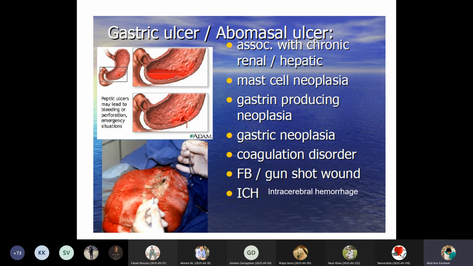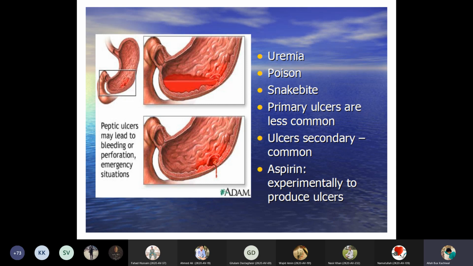Gastric neoplasia and coagulation disorders. So fibroma and gunshot wound, or intracerebral hemorrhage, may lead to an ulcerative wound in the stomach. Peptic ulcers may lead to bleeding or perforation, emergency situations. So uremia, poison, snake bite; primary ulcers are less common, secondary ulcers are common. Aspirin can experimentally produce ulcers in animals.